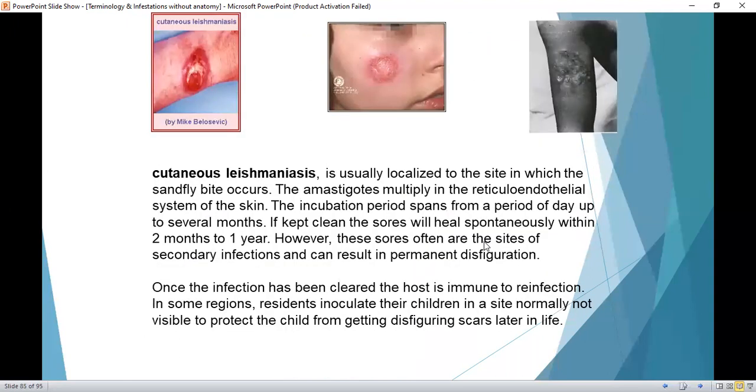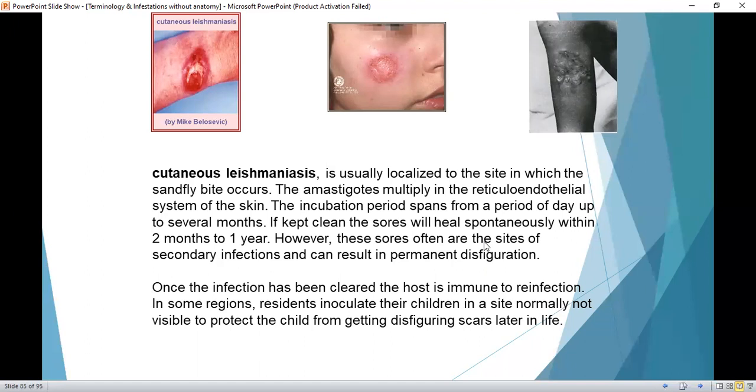Cutaneous leishmaniasis is usually localized to the site where the sandfly bites. Again, the amastigotes multiply in the reticuloendothelial system. The incubation period varies from days to several months. If kept clean, the sores will heal spontaneously within 2 months to 1 year. However, they may be a site of secondary infection, resulting in permanent disfigurement. Once the infection has been cleared, the host is immune to reinfection by the same subtype.